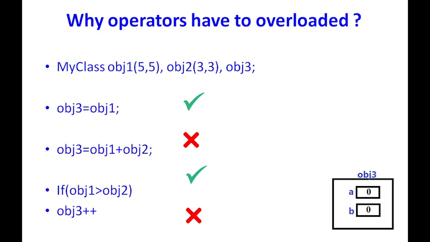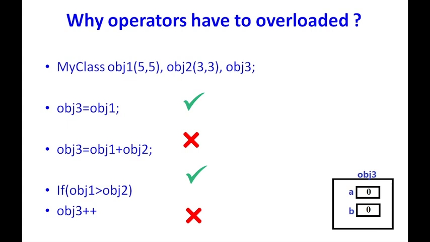So for example, there are four different statements involving the objects and operands. The first statement is obj3 equal to obj1. In this case, we don't need to do anything because the compiler automatically has that overloading. So just like it can assign an integer variable to another integer variable, it can also deal with the object assignment. So it will copy the content of object 1 into object 3. This overloading is already taken care of, so we don't need to write coding for that.